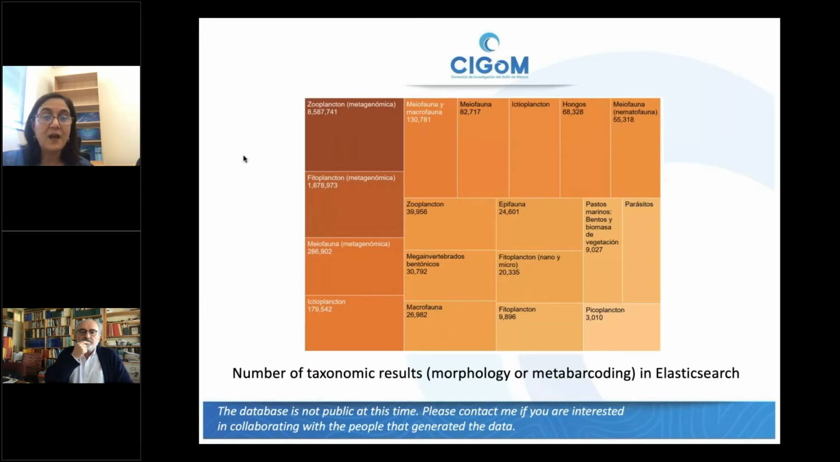Regarding all the taxonomic results, we have millions, around 11 million records, because there was quite a bit of effort put on metabarcoding, and that generates a tremendous amount of information. And this Elasticsearch database allows us to do very sophisticated searches so that people can look at diversity or patterns of distribution at different levels.